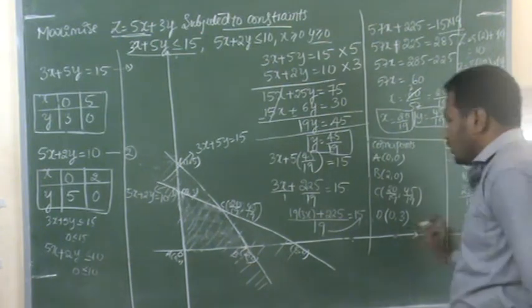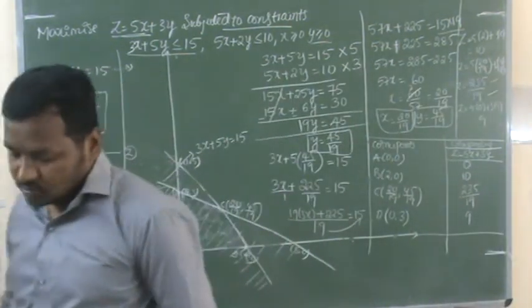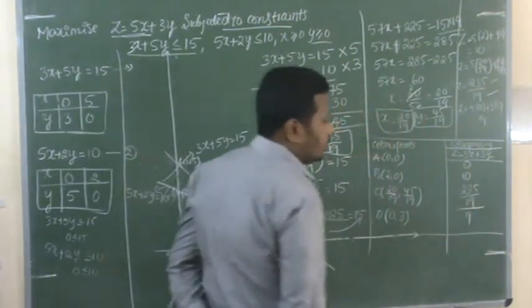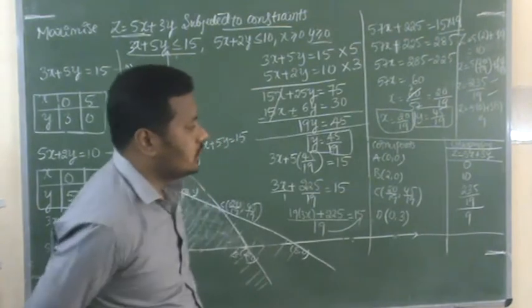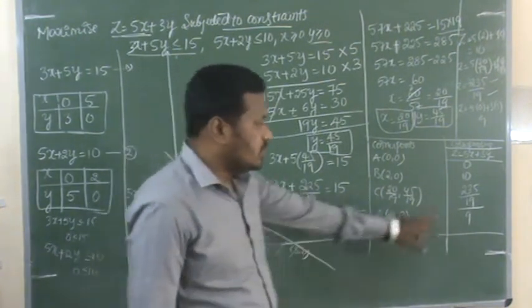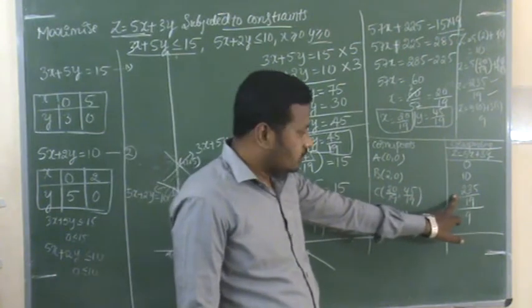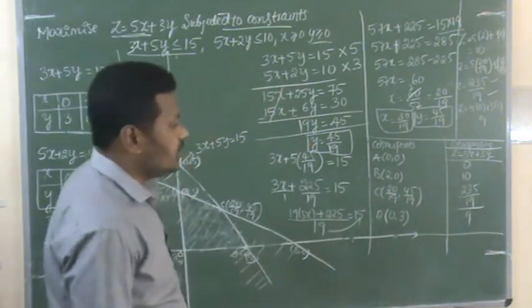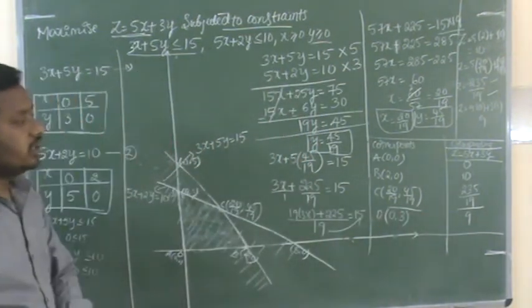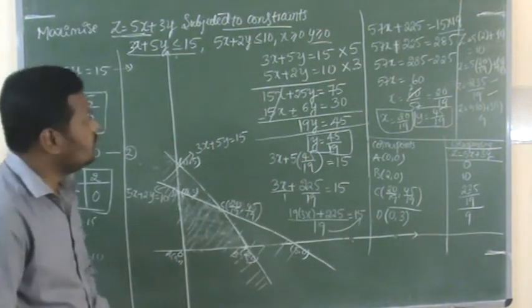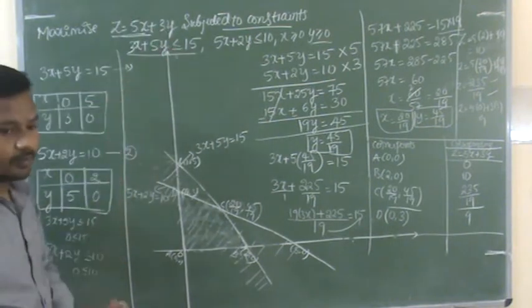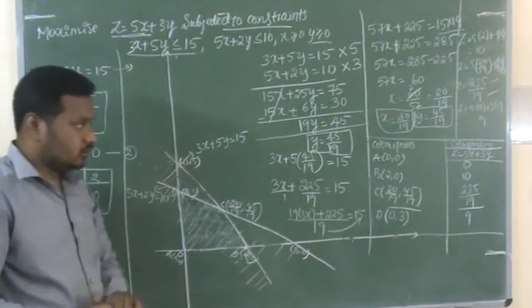Now the maximum value is 235 divided by 19. On simplification we get 12 point something. So at point C, 235 by 19 is the maximum value for the problem. Just note it down.